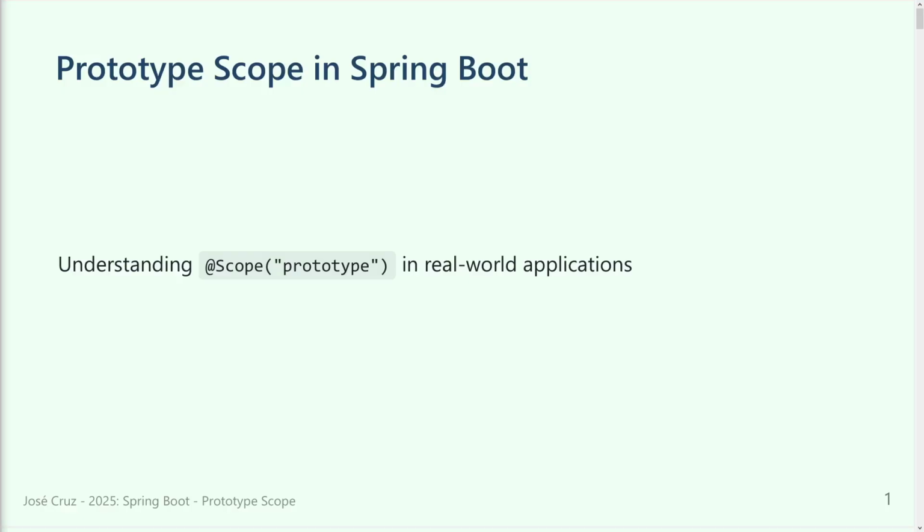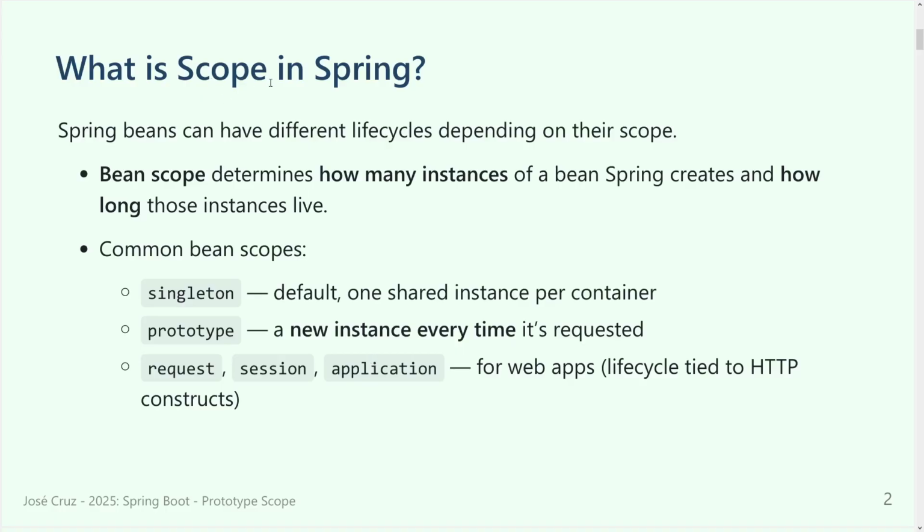Continue on the subject about the scopes. Today I would like to introduce the prototype. Okay, so let's see the details. What is scope in Spring? Again, just as a recap, Spring Beans can have different life cycles depending on their scope. And this is the word here, life cycle. And the bean scope determines how many instances exist in an application and how long. Those are the two things related with the scope: how many exist and how long.